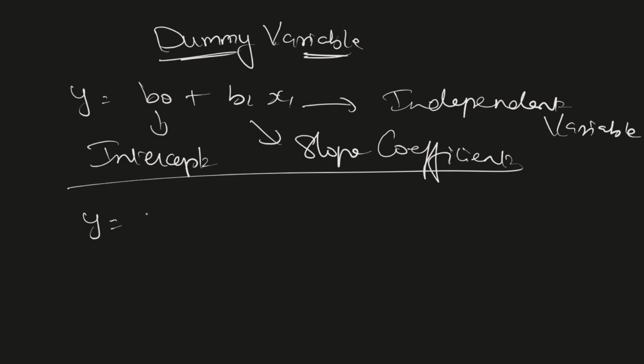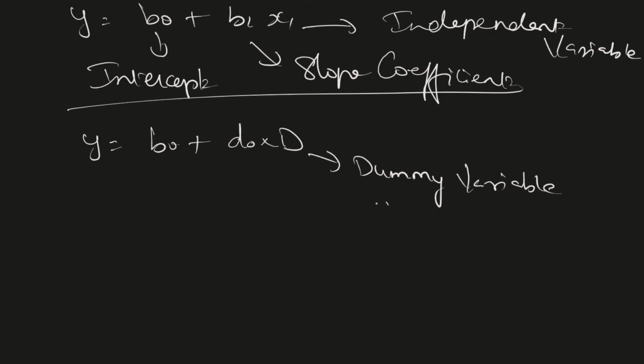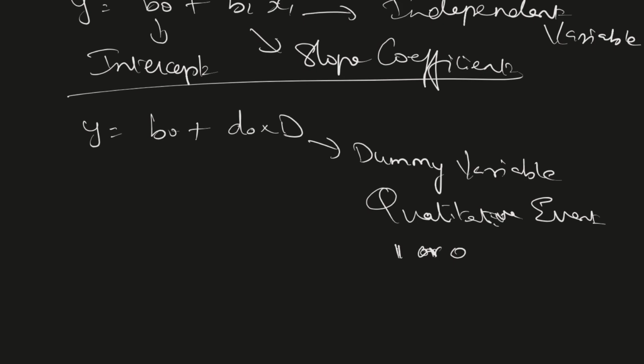However, when it comes to a dummy variable, I'll write the equation as y is equal to b0 plus d0 into D, capital D. This capital D represents the dummy variable. Basically, this is a qualitative event, which is binary. So if the event is there, it will be 1, or it will be 0. It will take only either of these two values, either 1 or 0.